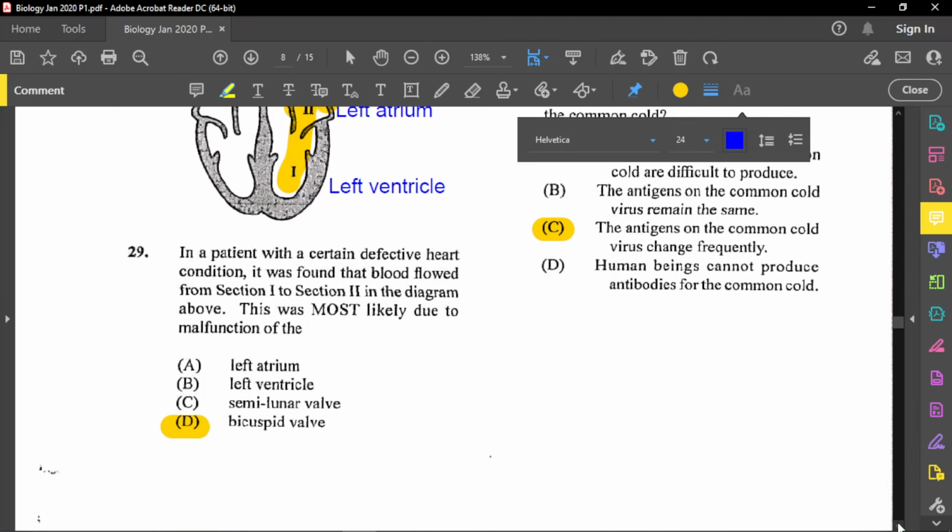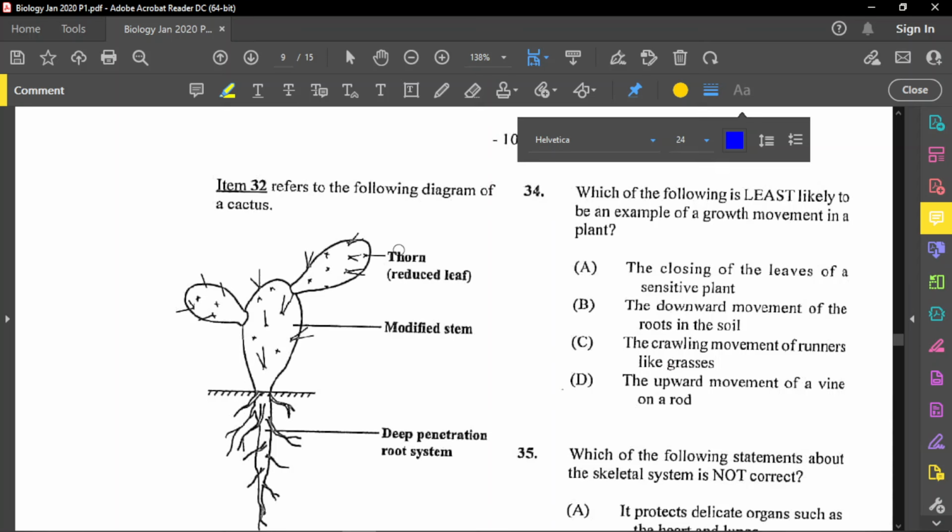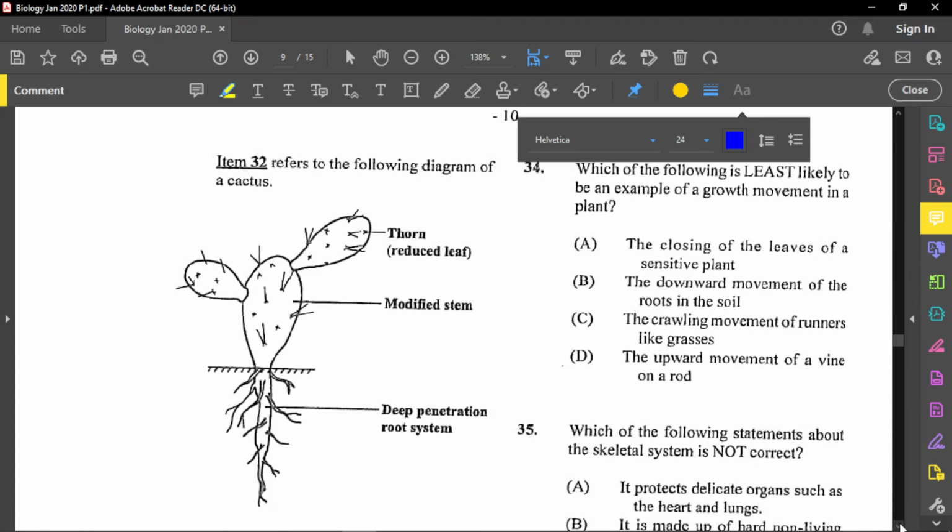All right, 32. So 32 now refers to the following diagram of a cactus. And notice here it says thorn, and you have reduced leaf, modified stem. Then we have a deep penetration root system. And let's see what they're asking us to do right here now.